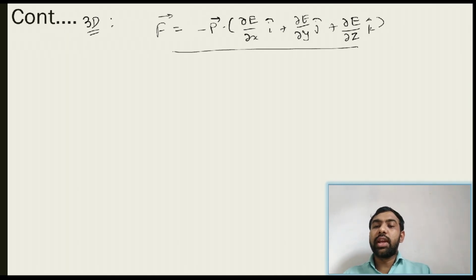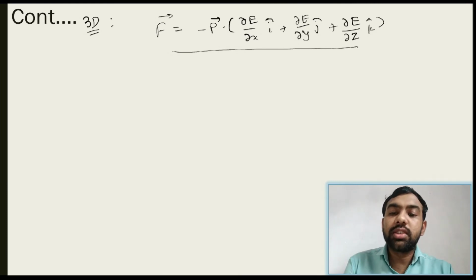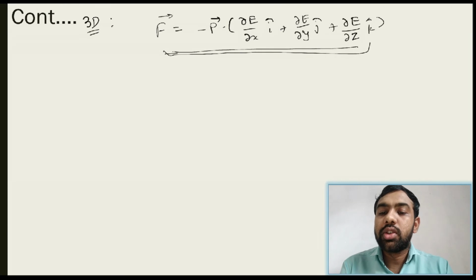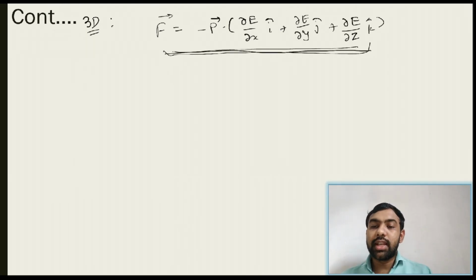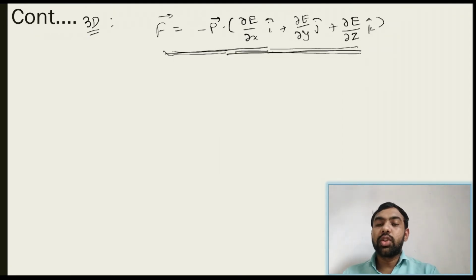Minus p dot del E by del x i plus del E by del y j plus del E by del z. So this is the force in 3 dimensions. From this equation you just get the answer, meaning partial differentiation of E with respect to x.